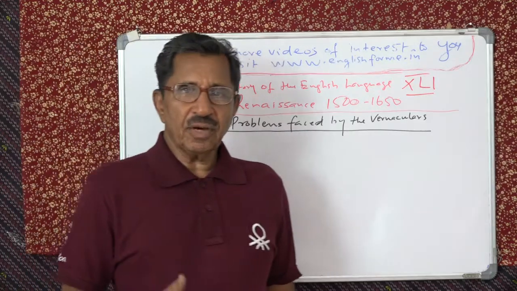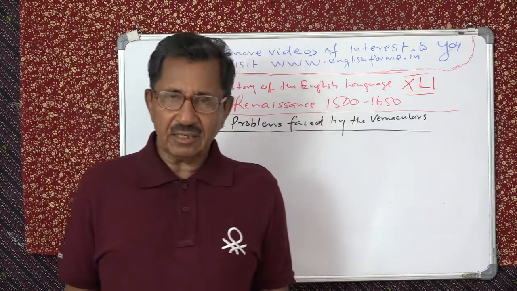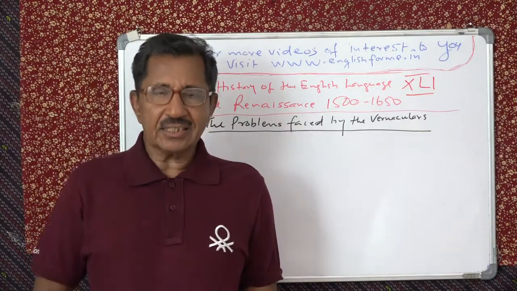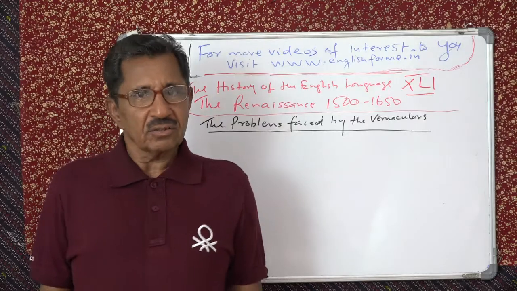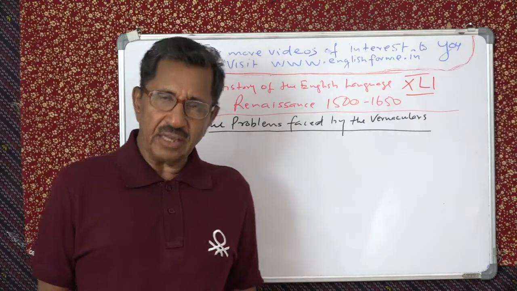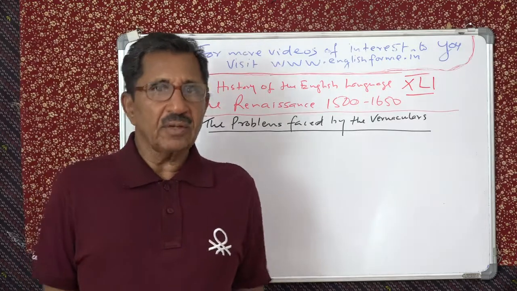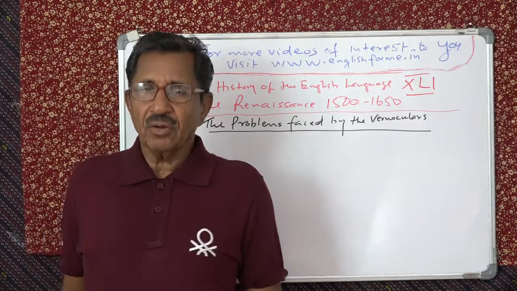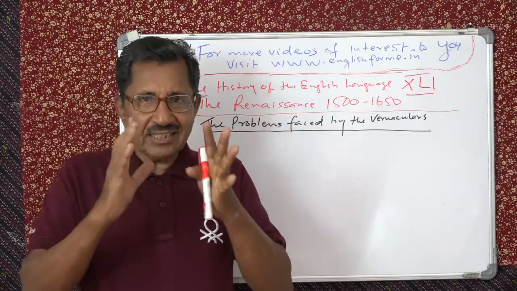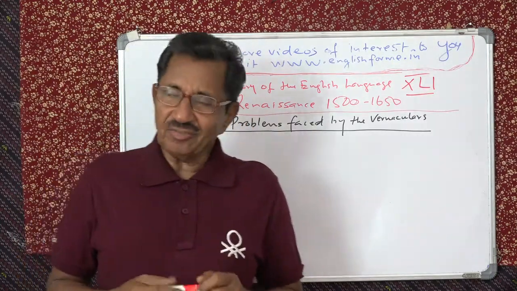French is the native language of France. Italian is the native language of Italy. And English is the native language of England. So these are vernaculars, we say. Hindi is the native language of India. So we say Hindi is vernacular, but Sanskrit is classical. Okay, perfect. So, three problems these vernaculars faced.